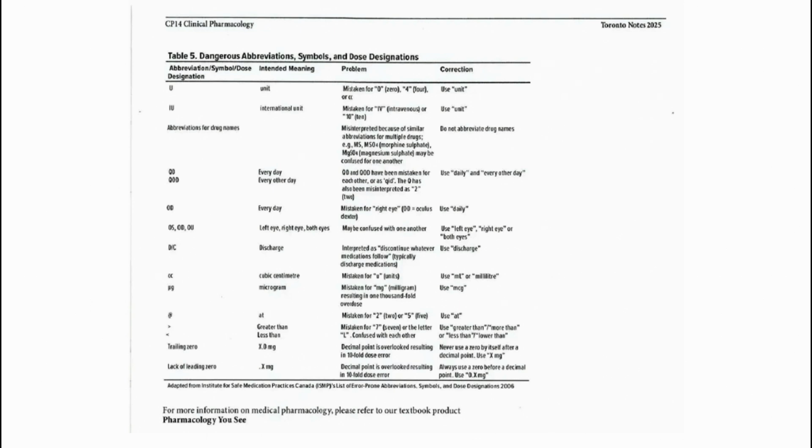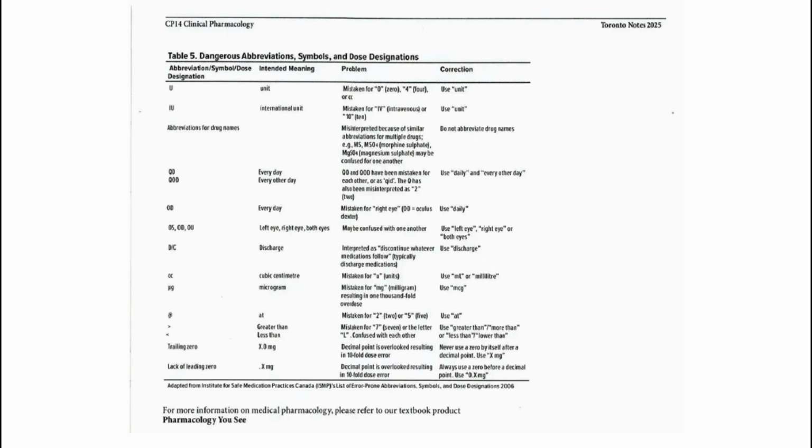Another important recommendation is to avoid abbreviating drug names. Many drug abbreviations resemble one another. For example, MS may refer to morphine sulfate, while MgSO4 refers to magnesium sulfate. Such confusion can lead to administration of the wrong medication, so drug names should always be written in full.